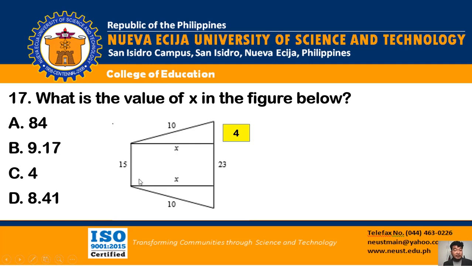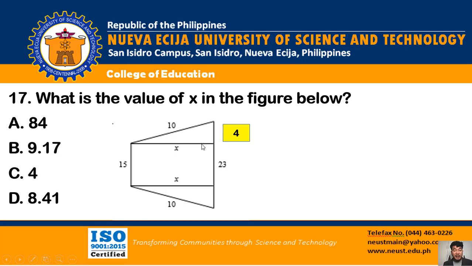So if this is 15, this is also 15. If the whole segment is 23, so these two segments should have an equal part. 8 divided by 2 is equal to 4. So we already have the measurement of this segment, which is 4.